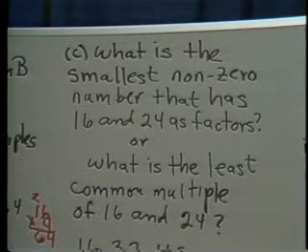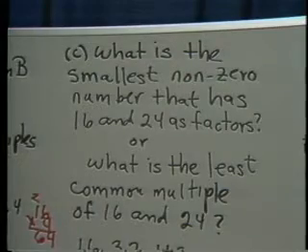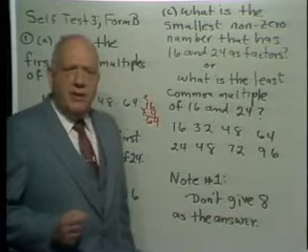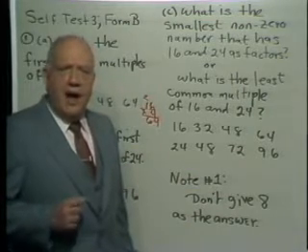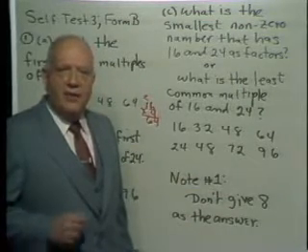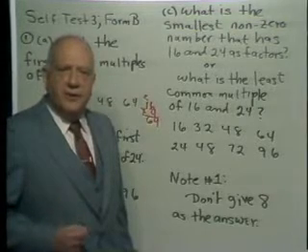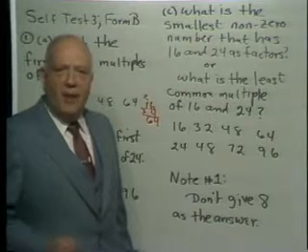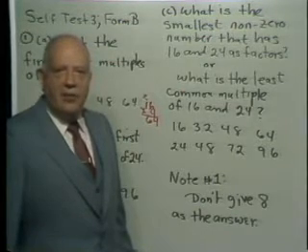See, 16 times 0 is 0. 24 times 0 is 0. So we want a number which isn't 0. And what this means in different language is if you were counting by both 16s and by 24s, what is the first number you'd come to? In other words, what is the least common multiple of both 16 and 24?